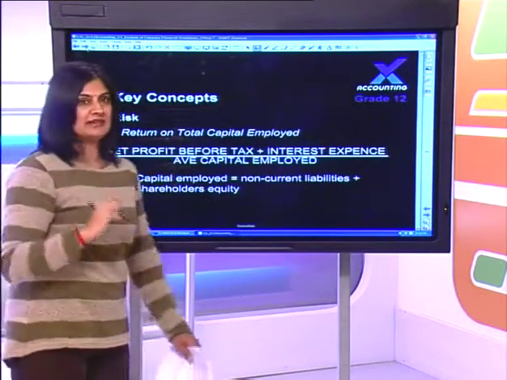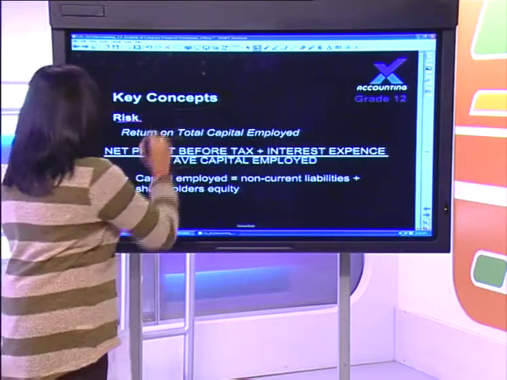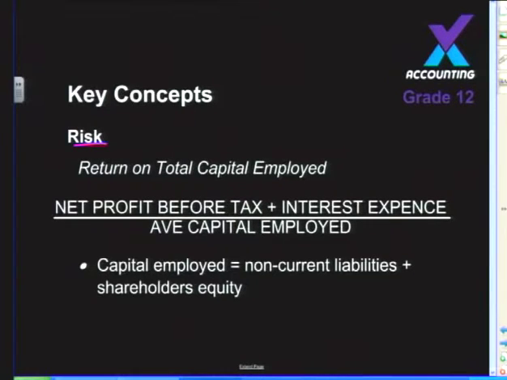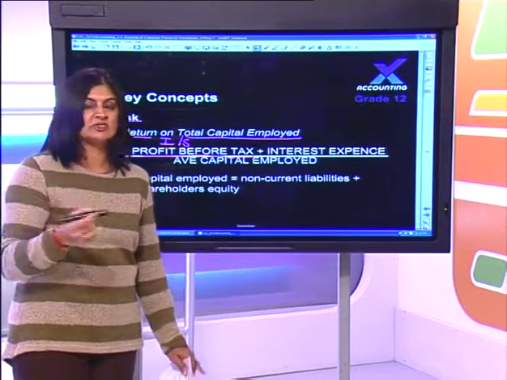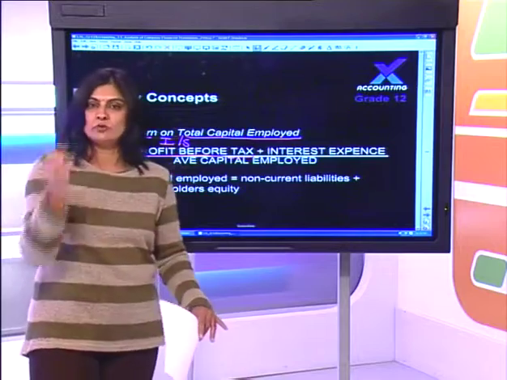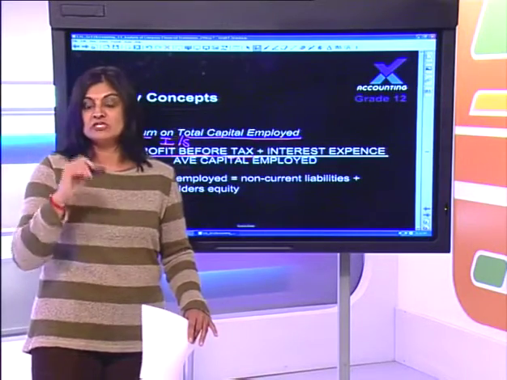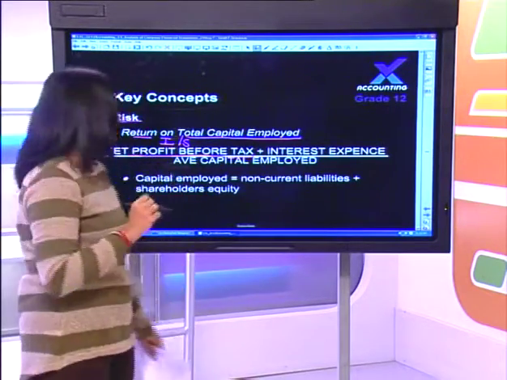Still with the category of risk, guys, the next ratio that we're looking at is your return on total capital employed. Now let's look firstly at the calculation itself. Here I'm going to need my net profit before tax, which I get from my income statement. Remember, here you are analyzing financial statements, so you're going to get your information from your income statement, or from your balance sheet, or from your cash flow statement at times.